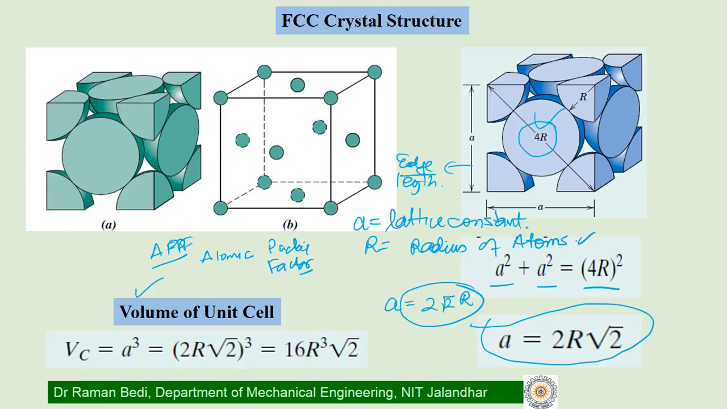Obviously the APF is less than 1 because there are voids; the unit cell is not 100% packed with atoms. There are empty spaces here. Because of that, the APF will be less than 1. For the FCC system, it happens to be 0.74.